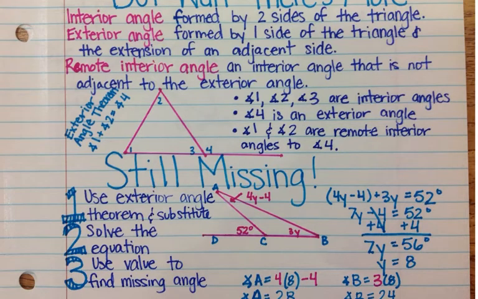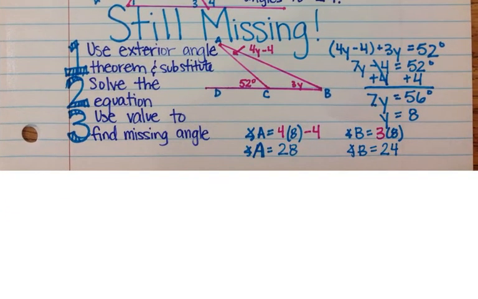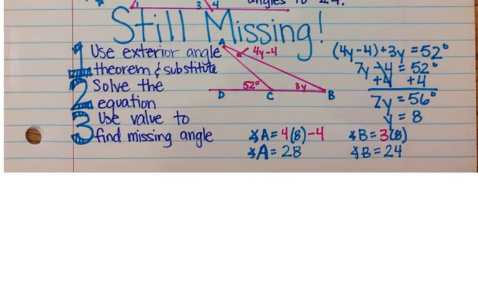All right. Still missing angles, so this has to do with using our new theorem. We're going to use the exterior angle theorem, and we're going to substitute. I'm going to say angle A plus angle B. I should write that in here actually for us. Angle A plus angle B equals 52 degrees. Okay, so that's that exterior angle right there. Then I'm going to substitute in my values. My angle A is actually 4y minus 4 degrees, and angle B is 3y degrees. I'm still going to have it set equal to 52 degrees.